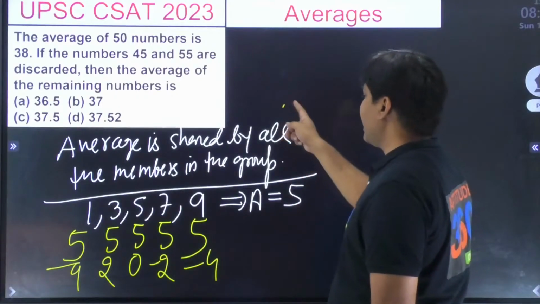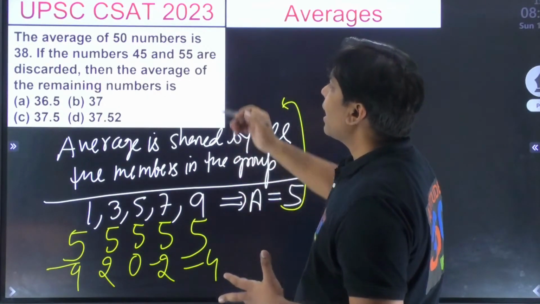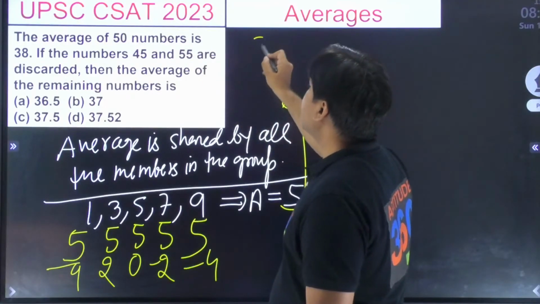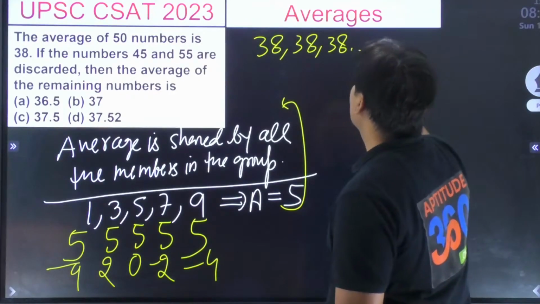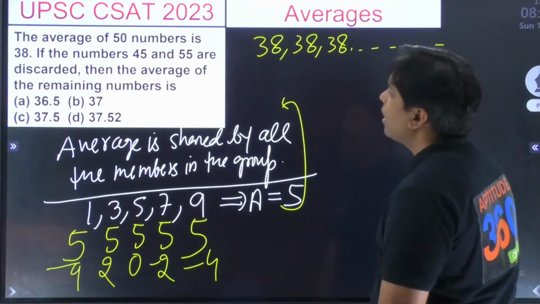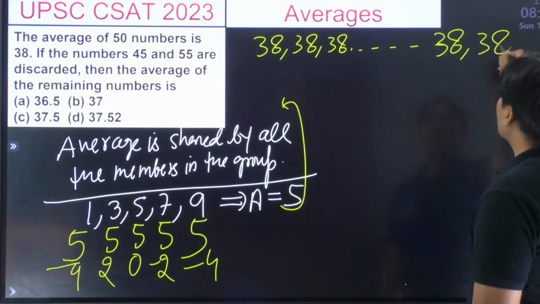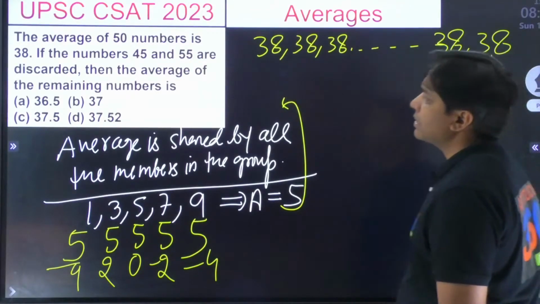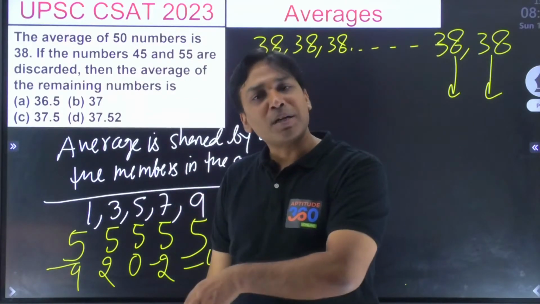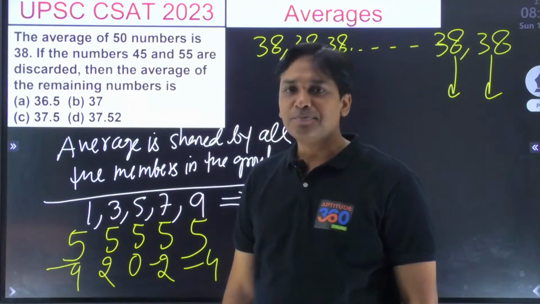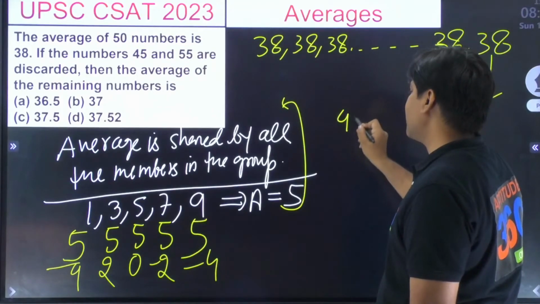अब अगर ऐसा है तो हमारे को यहाँ पे करना क्या चाहिए? एवरेज ऑफ 50 नंबर्स इज 38, यानी हर किसी का 38, 38, 38 ऐसा कुछ होता, हर किसी का 38 होता. And if the numbers that went out had also been 38 and 38, then the average of the rest of the 48 numbers would also have been 38, यही ना? But then they are not taking 38. The first number is taking 45.